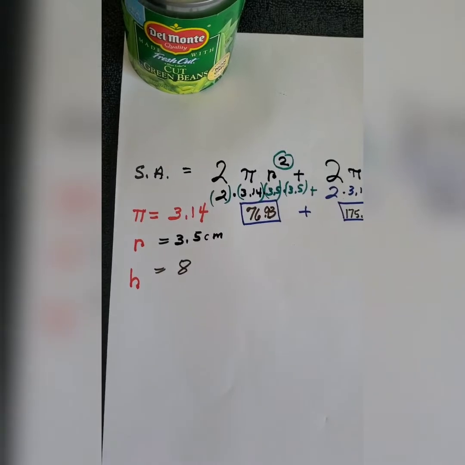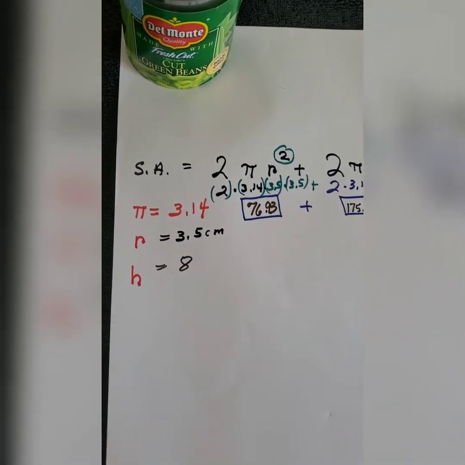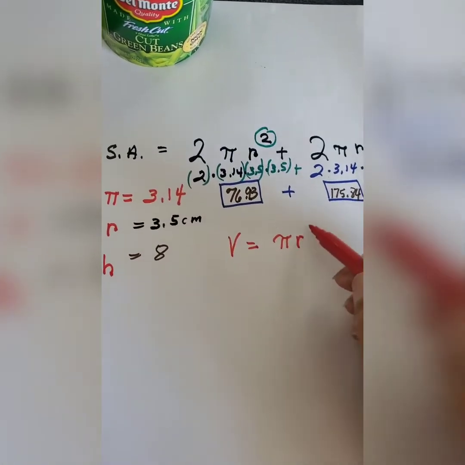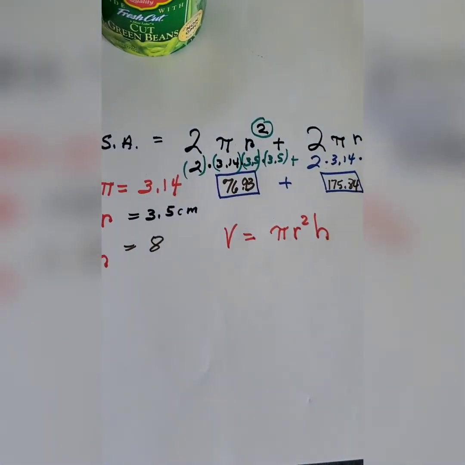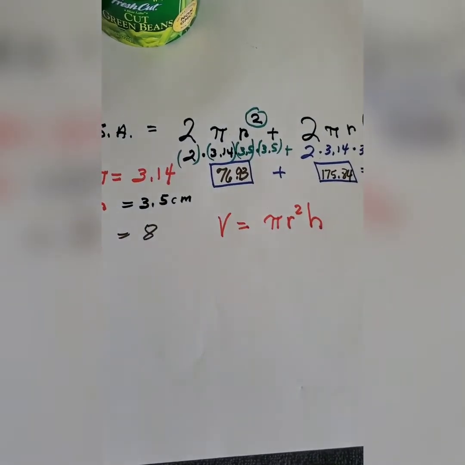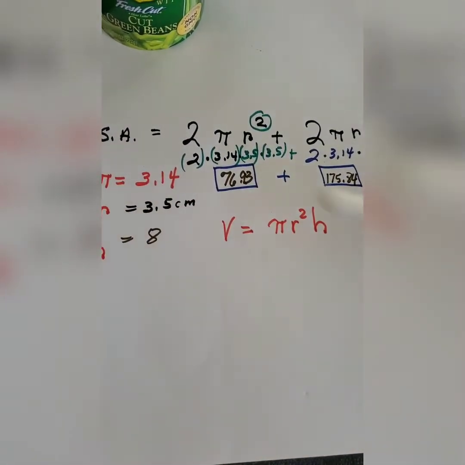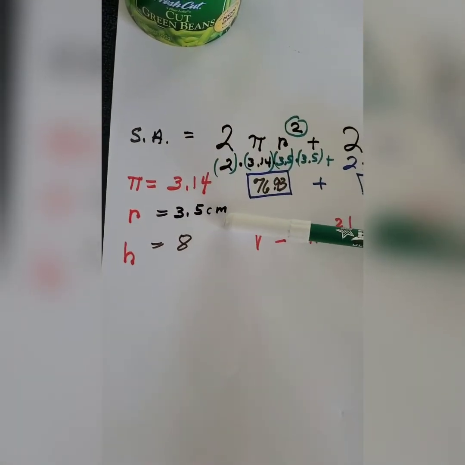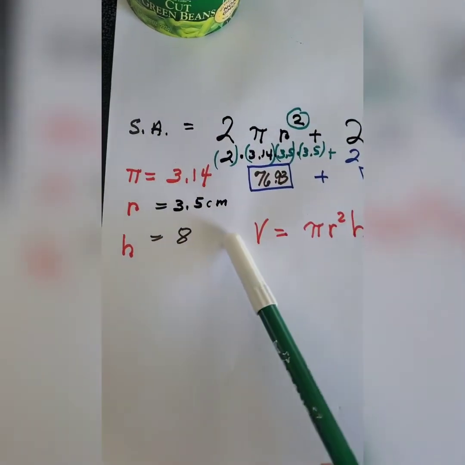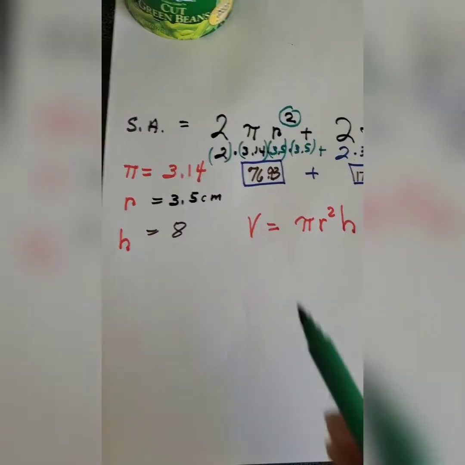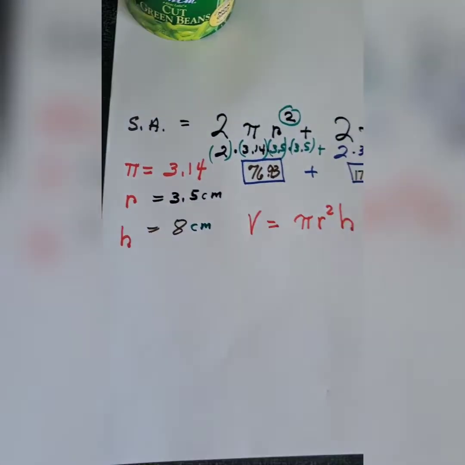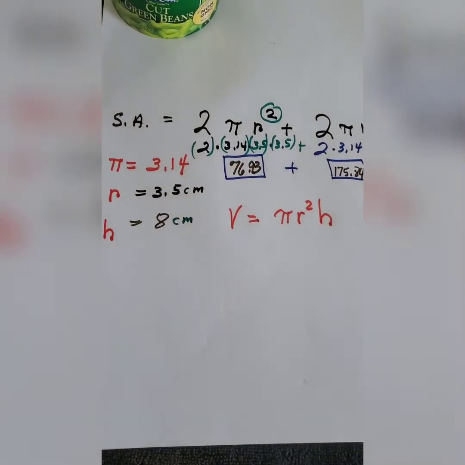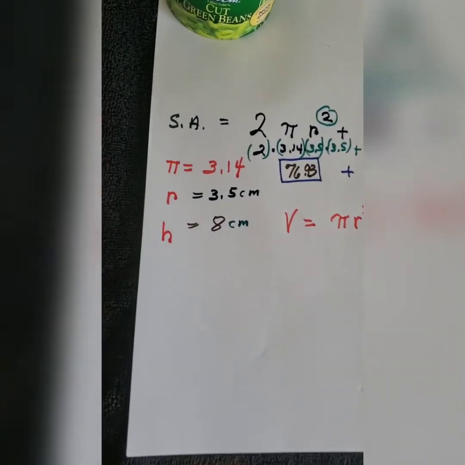The formula for volume is equal to pi r squared h. That's your formula for volume. And since we already have pi, which is 3.14, the radius, remember, is half of the diameter. It's 3.5 centimeters. And the height is 8 centimeters. So let's go ahead and put that. I didn't put that the last time, so centimeters. Okay? So now all we have to do is substitute this into the formula.